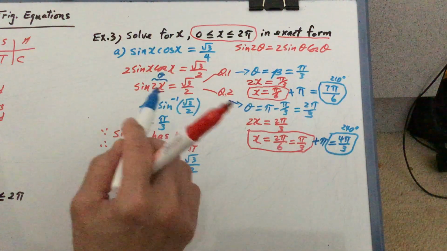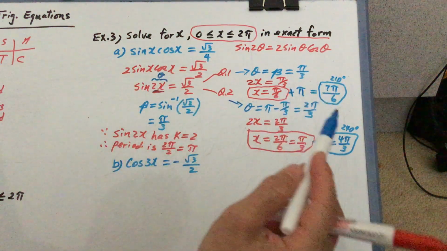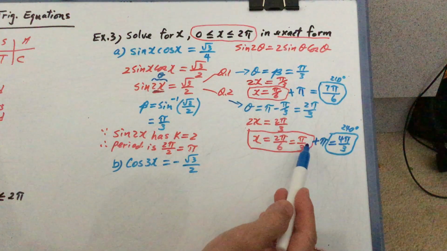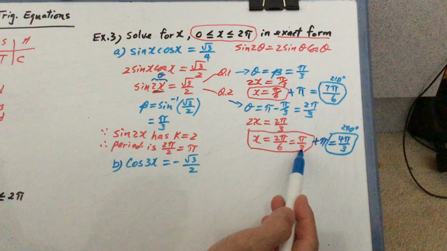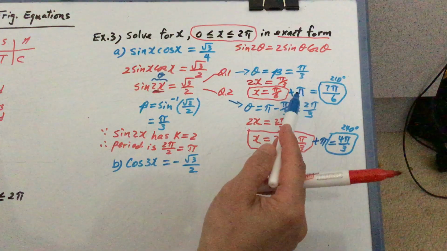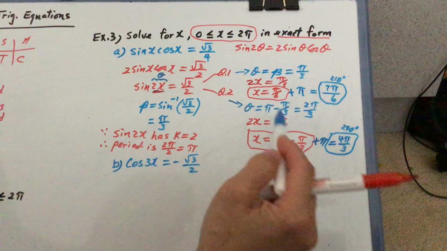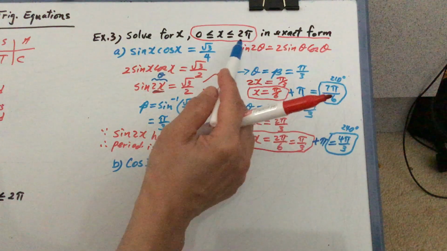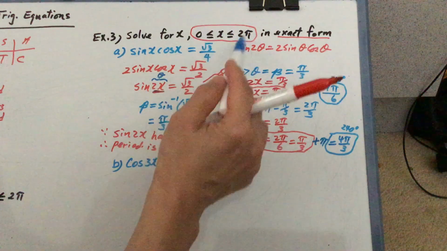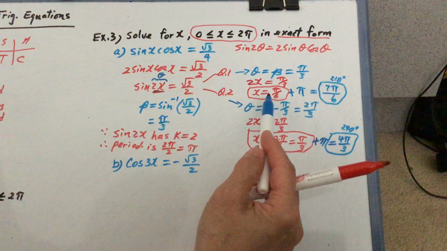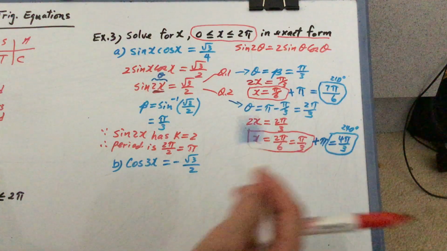So for this particular question, you will have 4 solutions. One is pi over 6, pi over 3. But when you add another cycle or another period to the existing ones, and if those answers are still within the given domain, then you will have other solutions for it. So you have 1, 2, 3, and 4.